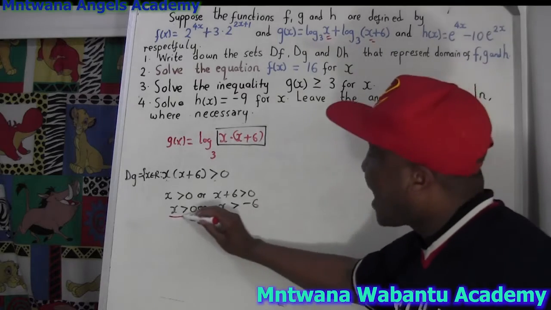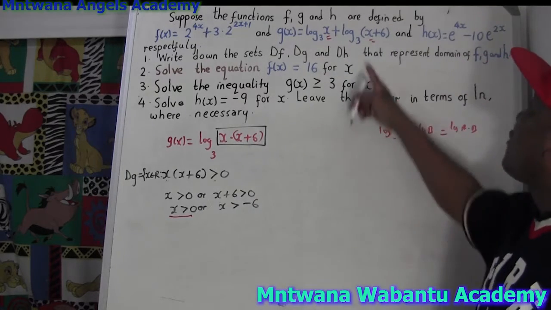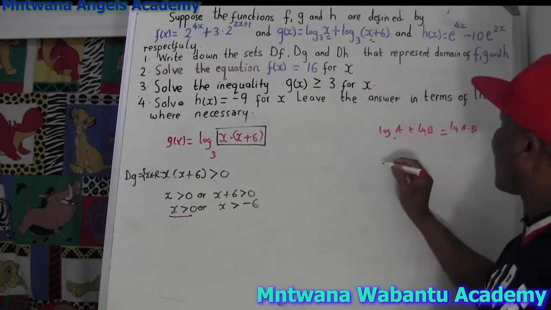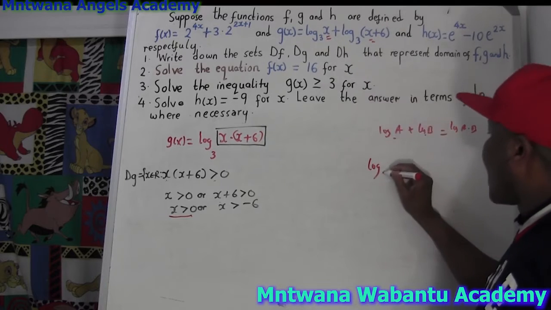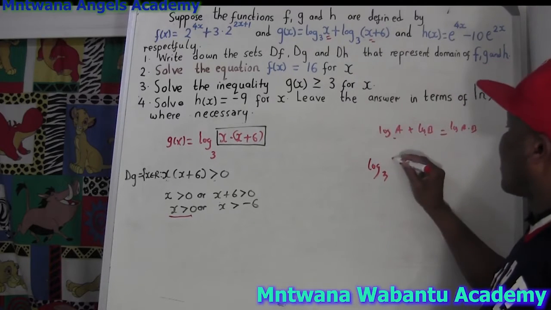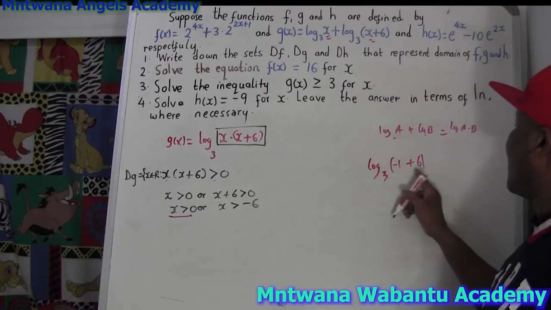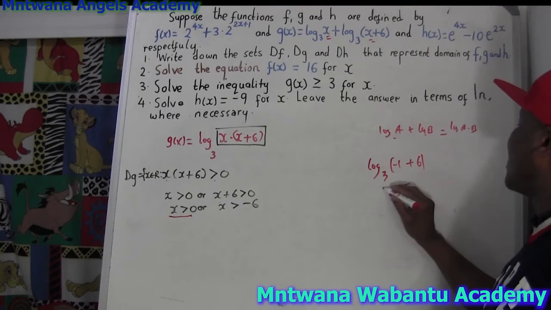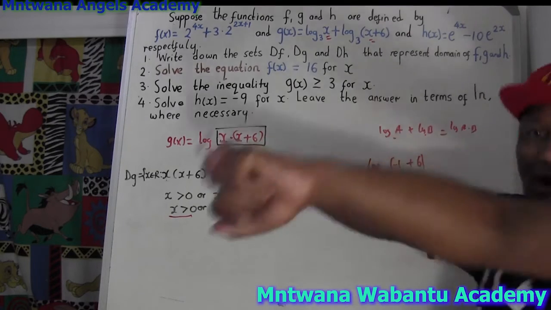Okay, here, they say x must be greater than 0. No, this is not going to work. You know why? They say greater than 0. How if I put negative 1? Even negative 1 is going to work, because if I say log under 3, let me put negative 1 plus 6. You see, this is going to give us a positive number, which is log of 3, which is going to work.